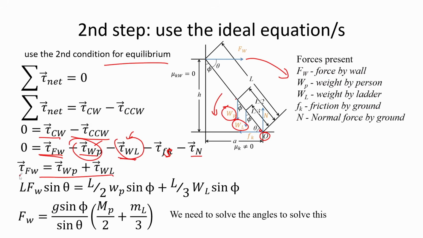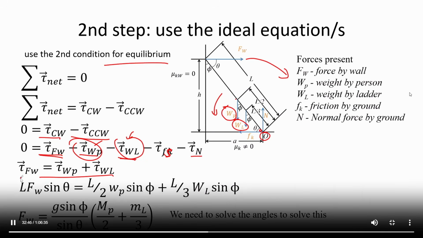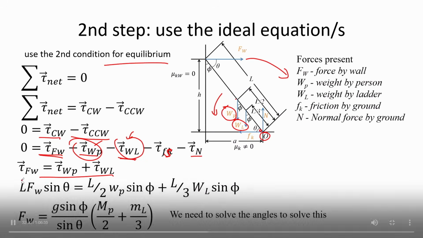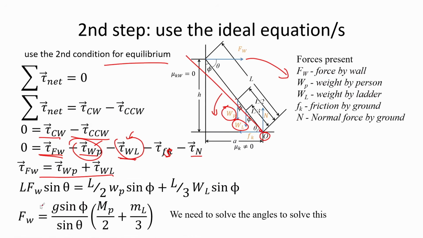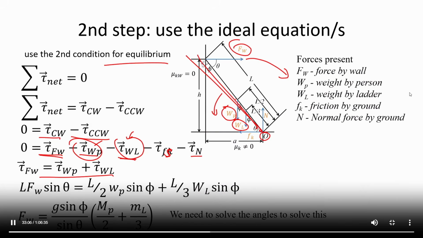So torque, remember, is R cross F. For the force by the wall, R is the total length of the ladder, with magnitude L, times the force by the wall, times sine theta, the angle between the force of the wall and the length of the ladder. Okay? Next is the weight of the person.